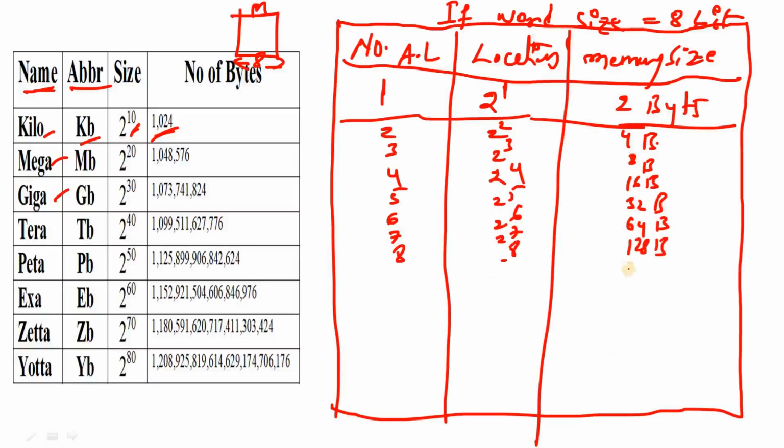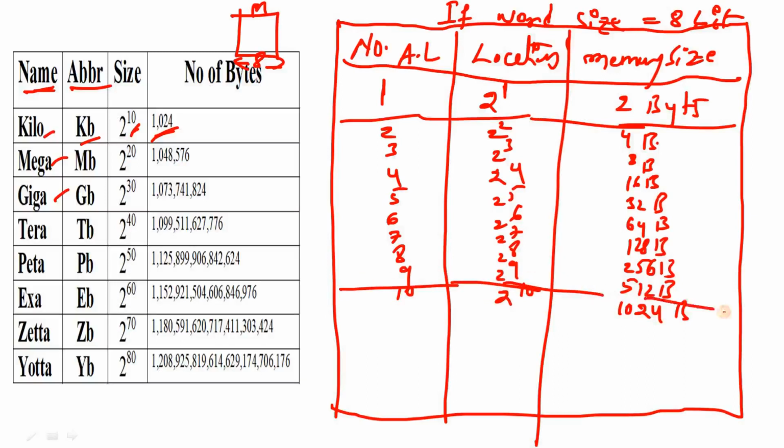8, 2 power 8, that means 256 bytes. 9, 2 power 9, 512 bytes. 10 address lines, 2 power 10, that indicates 1024 bytes. So this is a very, very important point: 2 power 10 is equal to 1024 bytes, that means 1 KB, 1 kilobyte. So the first one is kilobytes, KB, 2 power 10, with 10 address lines, 1024 bytes. In the same way, 11 address lines, 2 power 11, that means 2048.